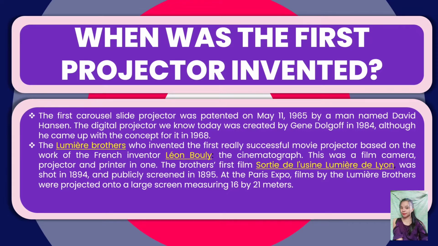The brothers' first film, Sortie de l'Usine Lumiere de Lyon, was shot in 1894 and publicly screened in 1895. At the Paris Expo, films by the Lumiere brothers were projected onto a large screen measuring 16 by 21 meters.